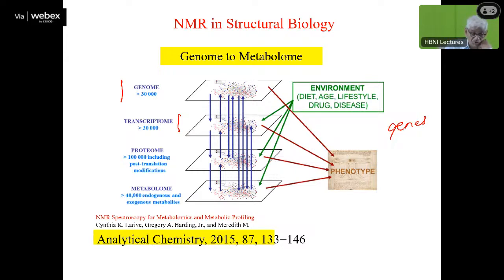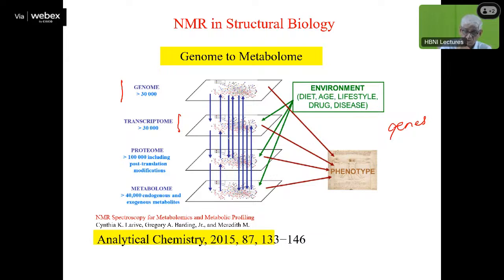So there are 40,000 endogenous and exogenous metabolites. All of these have a complex interplay among these various systems: the genome, the transcriptome, the proteome, and the metabolome. A combination of all of these represents what is called the phenotype. See, every individual is different. Although the DNA is the same, the way things operate inside the cell can be different. Therefore, all of these together form what is called the phenotype.